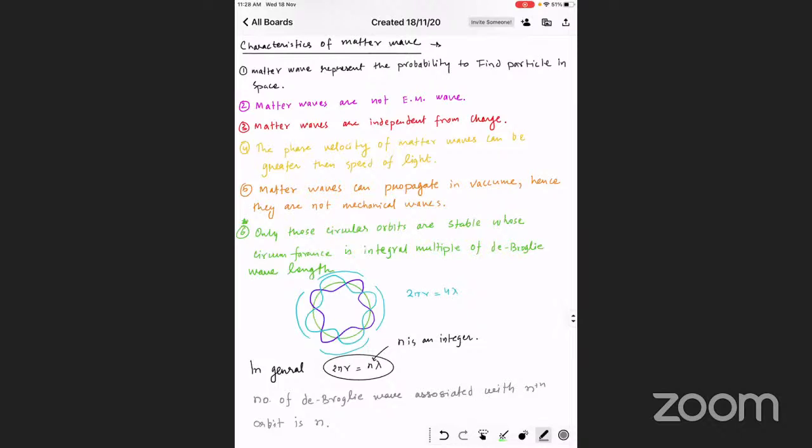Any doubt in the characteristics of matter wave? No? So what is matter wave? Is matter wave an EM wave or a mechanical wave? Or neither? Matter wave is not an EM wave and it is not a mechanical wave also. Matter wave can propagate in vacuum. Okay. If you are trying to explain to a 10th class student what is matter wave, what will you say?